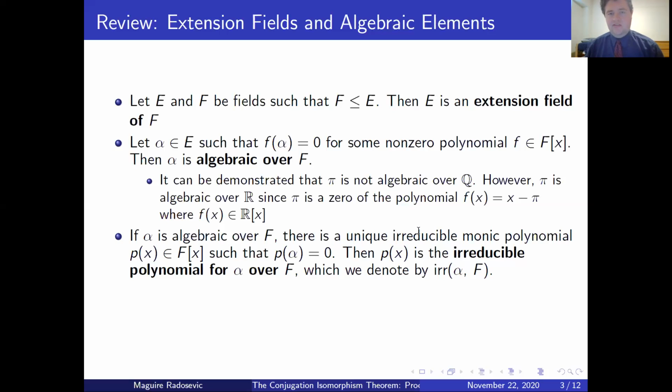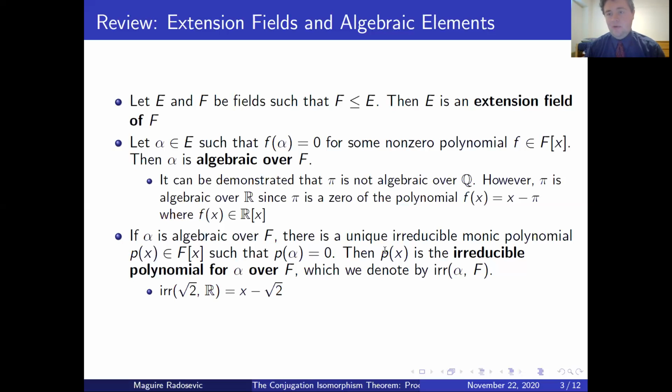Going back, there is a unique irreducible, so irreducible means that this polynomial cannot be split up into two factors that are polynomials of degree strictly less than the irreducible polynomial. Monic polynomial means that the leading coefficient on the highest degree term is 1, or whatever the multiplicative identity is in the field that we're looking at. And then it is the case that alpha is a zero of this polynomial. That's a little abstract. Let's give some examples.